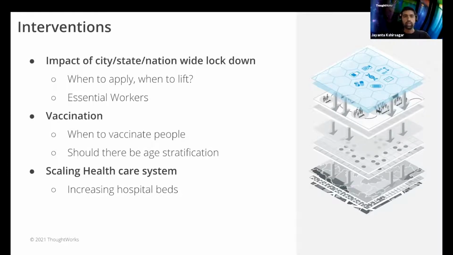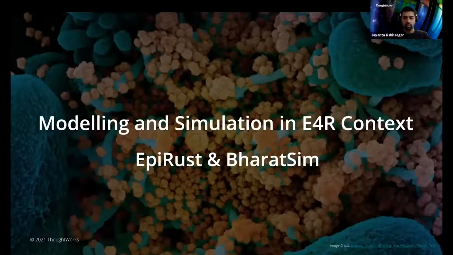Similarly, when we speak about lockdowns, should there be a partial lockdown? Should we expect people to work on alternate days, or should we have a complete lockdown? What does it mean when we place a lockdown, what will be the impact on the economy and so on? These are the kinds of questions we still need answers for. So that is roughly what sums up the problem.